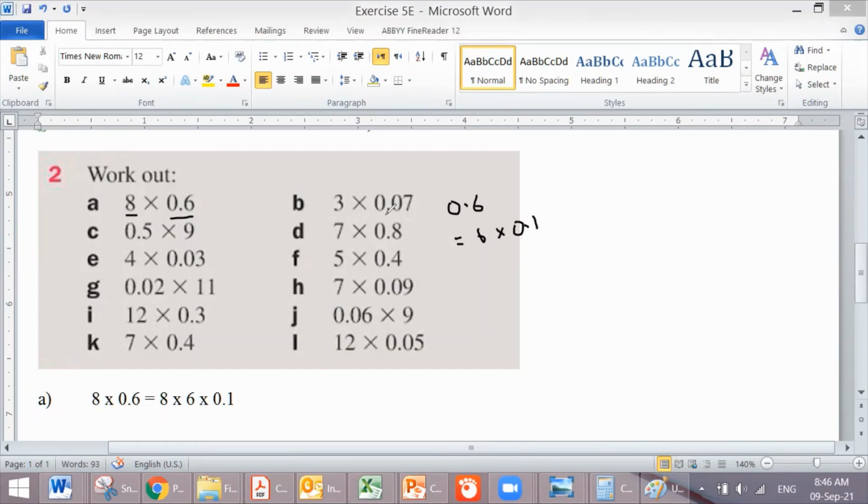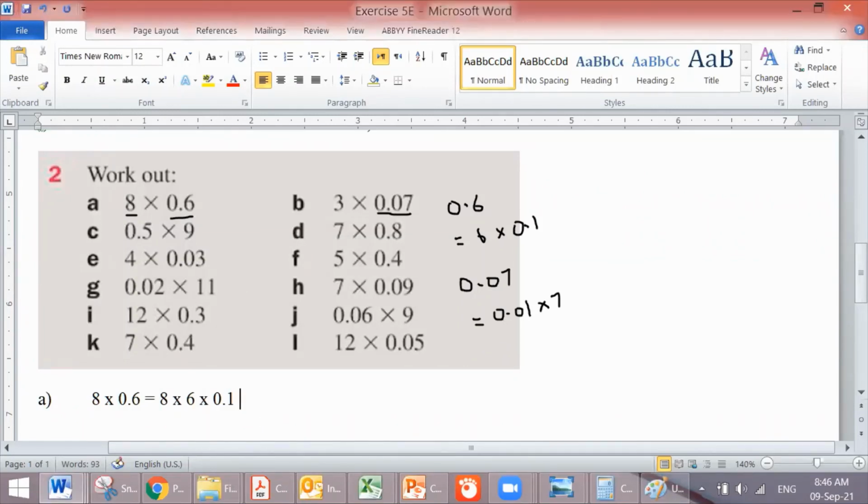And similarly, if you see the value 0.07, that can be converted into this form: 0.07 can be converted into 0.01 multiplied by 7, or 7 multiplied by 0.01. Okay. So we will convert these questions into this form, and then our question will be easy. And we can use the same method which we studied previously.